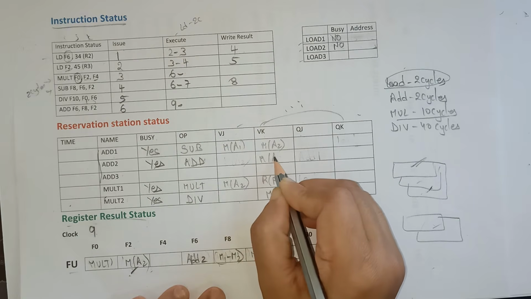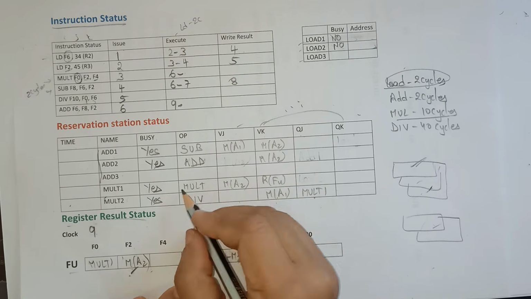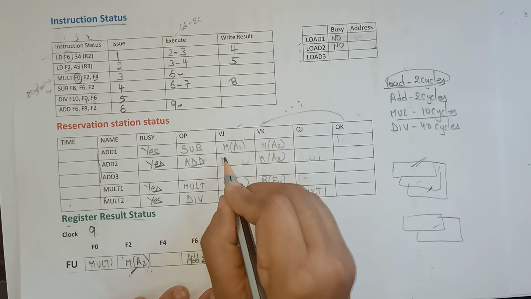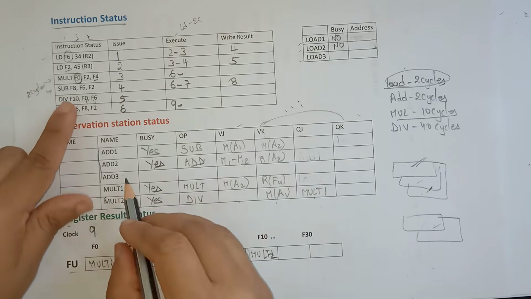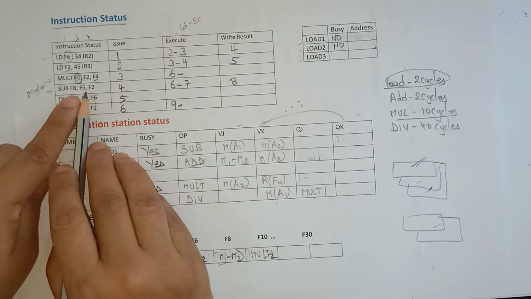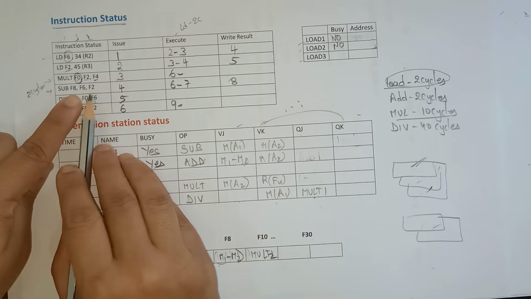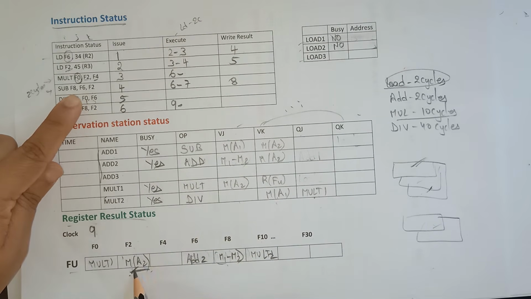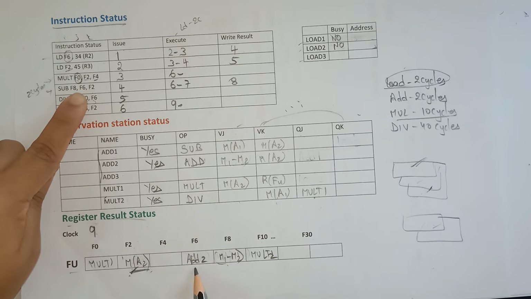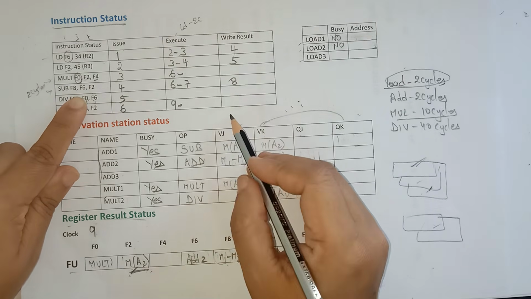M of A2, okay, and this is M1 minus M2. What is the adder 2? Subtraction: F6, F2. F2 is holding what? M of A2. And what is F6? F6 is holding M1 minus M2. Now it is updated with adder 2, right? So it is holding M1 minus M2.